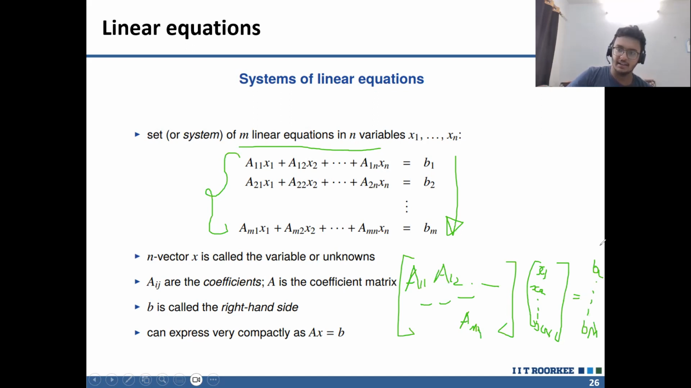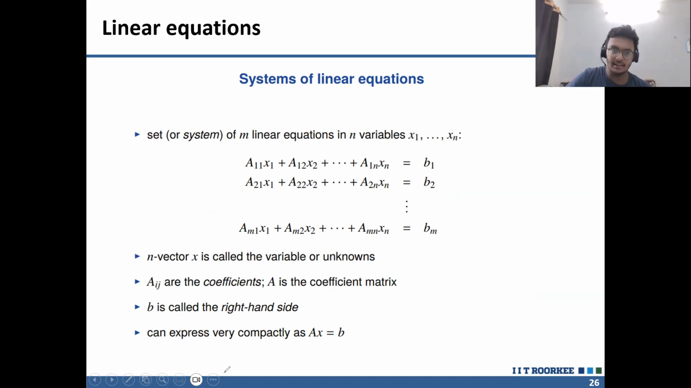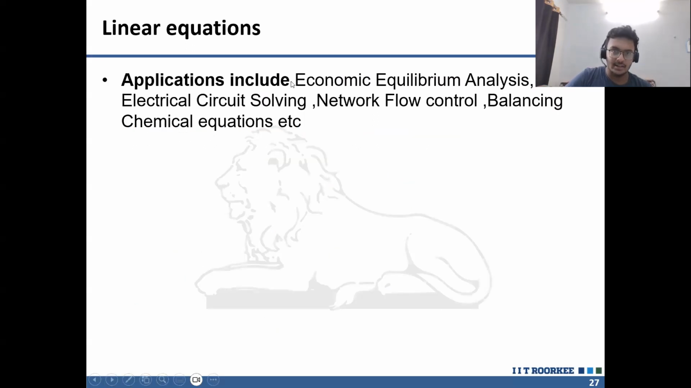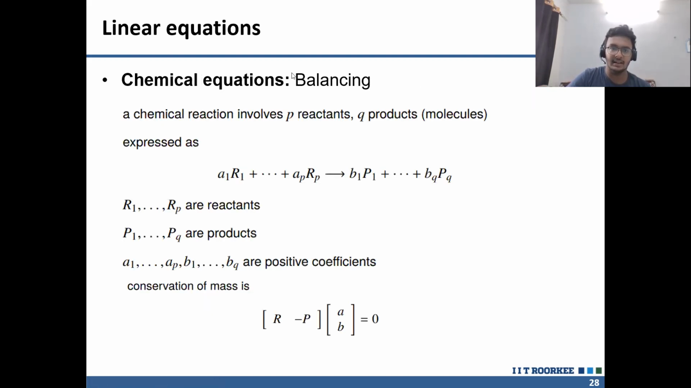So this is basically a linear system of equations, and b is called the right-hand side. This type of equation can be easily written in the compact form Ax = b. Now, these are some of its applications: economic equilibrium analysis, electrical circuit solving, which we had looked at earlier, network flow control, and balancing chemical equations. Now we will look at these applications in detail.